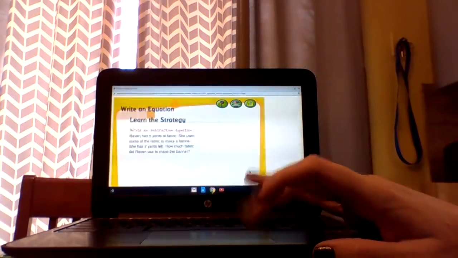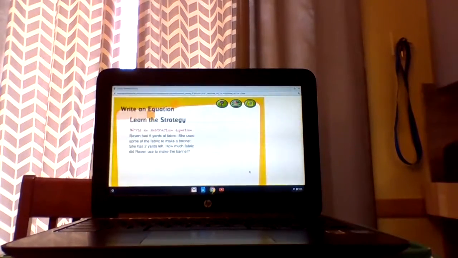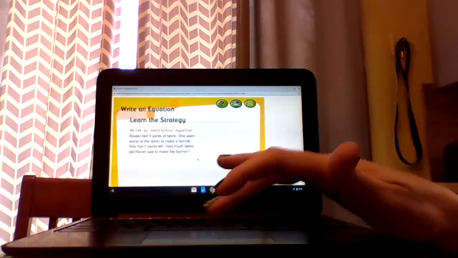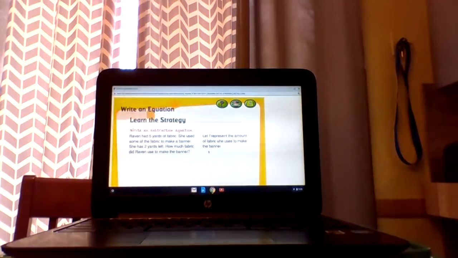Now look at a subtraction equation. They're being nice to us and they're not using fractions. Raven had 5 yards of fabric. Okay, so she started with 5. She used some of the fabric to make a banner. Now she has 2 yards left. How much fabric did she use to make the banner? Well, when we do this, we know we're going to use F. We can use F as our variable.